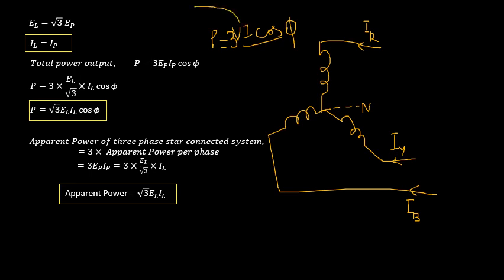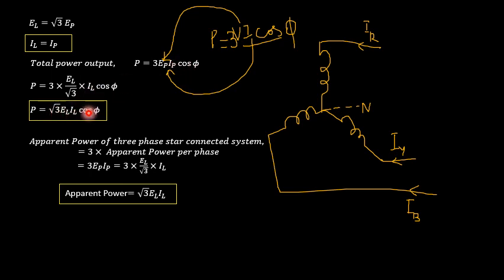So instead of V, I now have the phase voltage EP, and instead of I, I have the phase current represented as IP. So it is 3 into EP IP cos phi. From the derivation, we know what EP and IP are. We have EL given as root 3 EP, so I can write EP as EL divided by root 3. So instead of EP, I substitute EL by root 3, and for IP, since the line and phase currents are the same in a star connected system, I substitute IL.